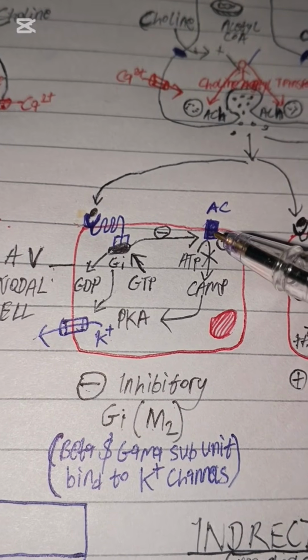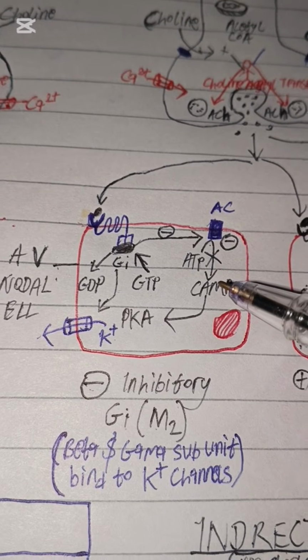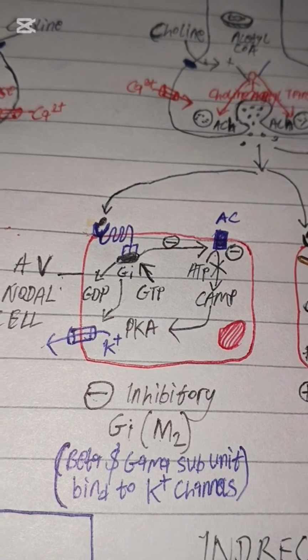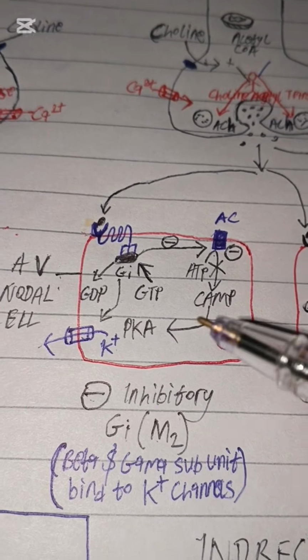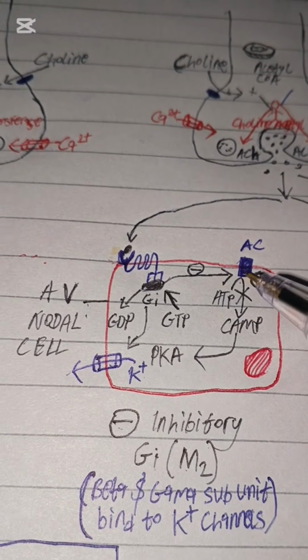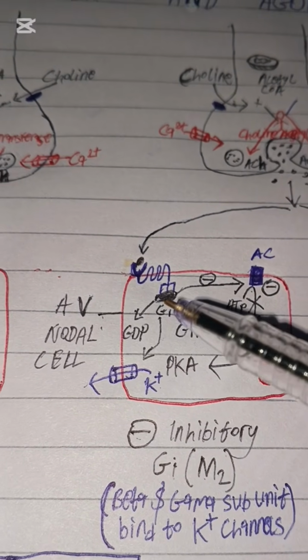Normally, adenylyl cyclase will convert ATP to cyclic AMP, which will then activate protein kinase A and then phosphorylate proteins, for example, receptors to allow ions to come in. But this can no longer happen because GI has inhibited adenylyl cyclase. Now, GI does something else too.